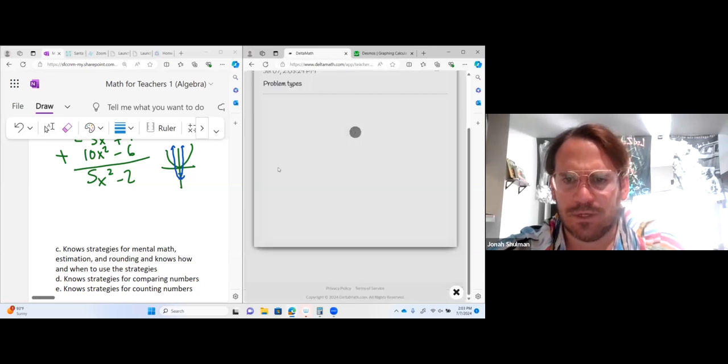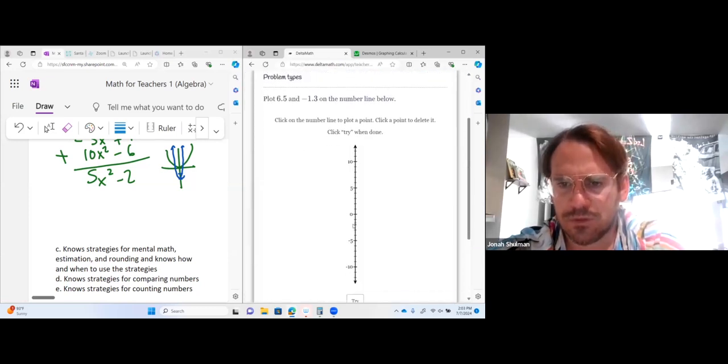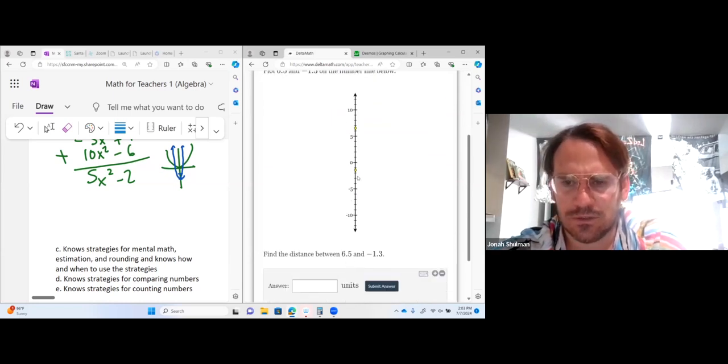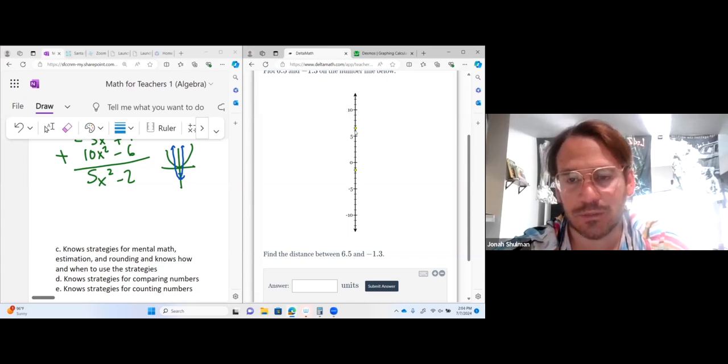All right, so let's plot and find the distance. Now we have the same thing but decimals. So here's -1.3 right there. And 6.5, so that's right in between 6 and 7. All right, now let's find the distance. So we know this is going to be 0.3. So that's 0.3, 1.3, 2.3, 3.3, 4.3, 5.3, 6.3, 7.3, but then I got to add the half. So 7.3 plus 0.5 is 7.8.